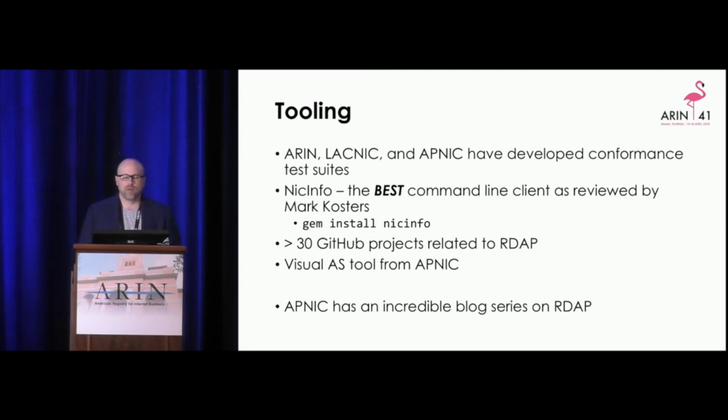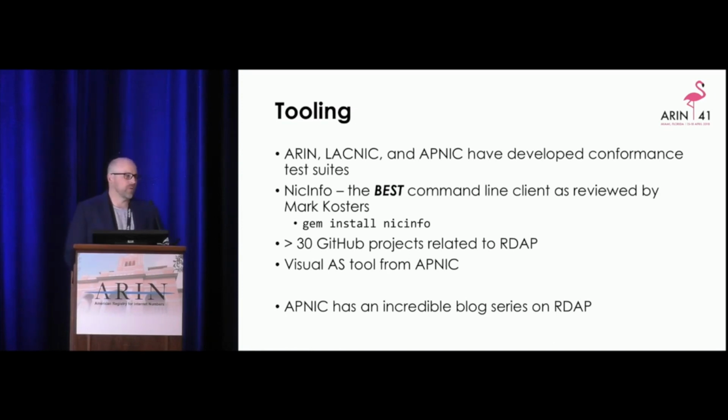Aaron's also developed a command line client called NICinfo. It's the best-in-class command line client according to the Mark Koster's Software Review Index. So, it's a joke. Anyway, if you have a system capable of running Ruby, like Mac OS or Linux, you can even do this on a Windows box. You type gem install NICinfo and you'll get the client.